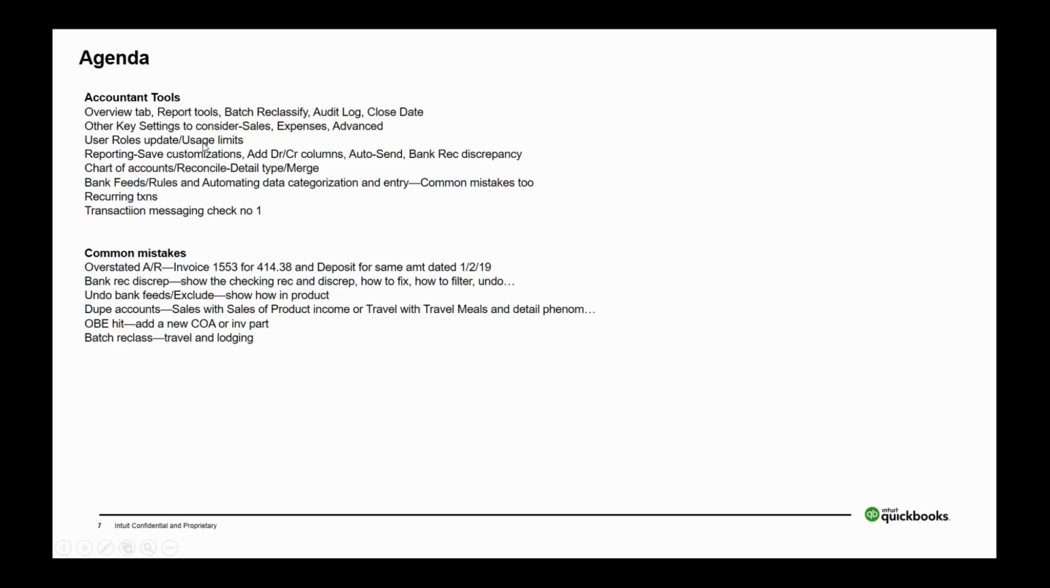Then we'll look at roles and usage limits, reporting customization, how to add debit credit column, auto send feature, the bank rec discrepancy report, an overview of chart of accounts, mostly around the detail type phenomenon and merging if you have to. Then a quick thing of bank feeds and rules and how to automate data entry just in the product. Recurring transactions is the other way to automate data entry. This would be outside of the third-party app, and then you have transaction messaging. I wanted to show that, right? So there are several transaction types that you could ask a client a question on, and they would see usually it works. It's kind of intermittent, all right?